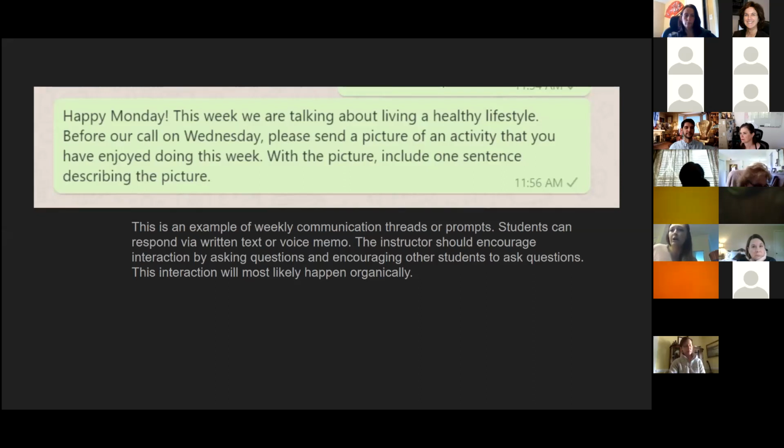And then you can also encourage interaction by asking them questions, and then if you need to, encouraging students to ask each other questions. When I've used WhatsApp, typically interaction happens really organically, and it's not something the instructor really has to prompt that much. This is a really good way of building that community and keeping the students connected to each other.